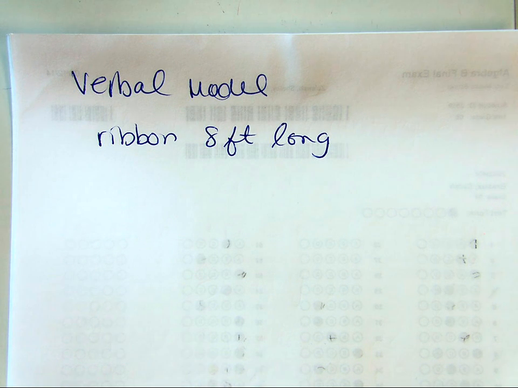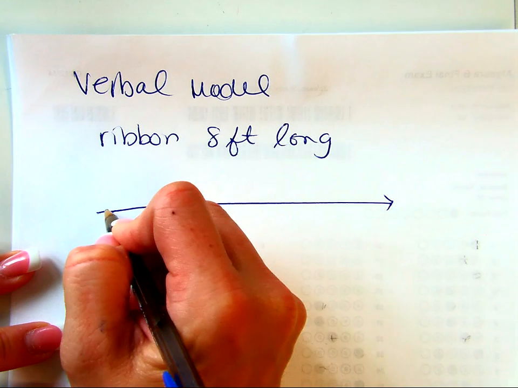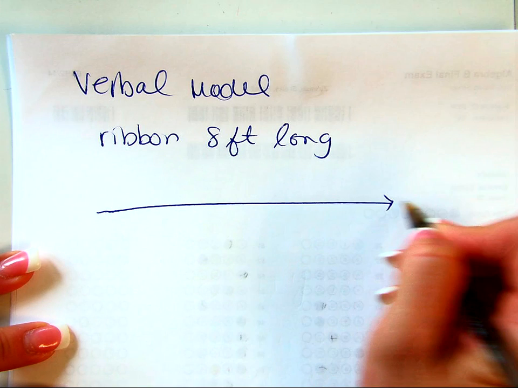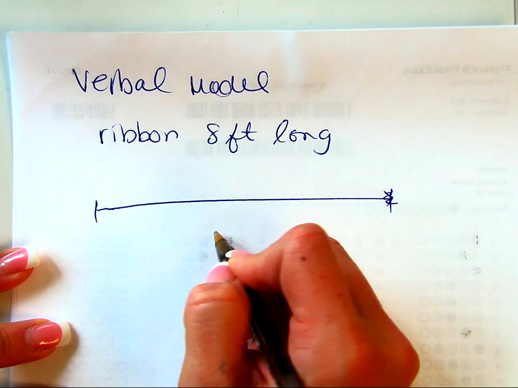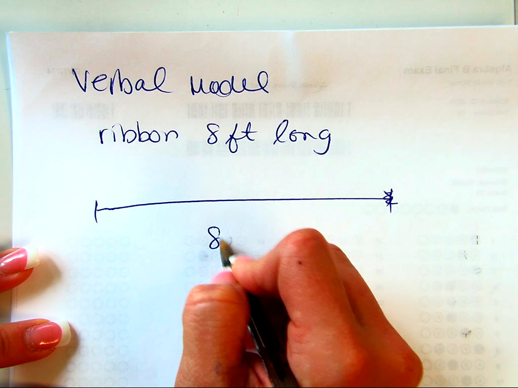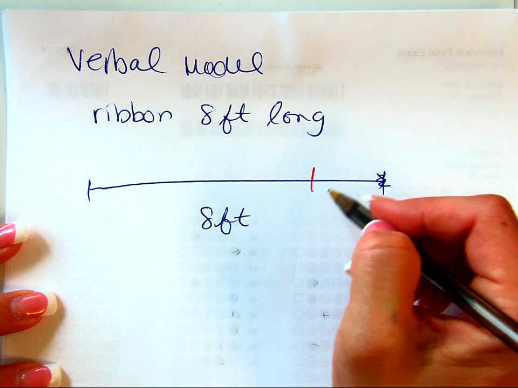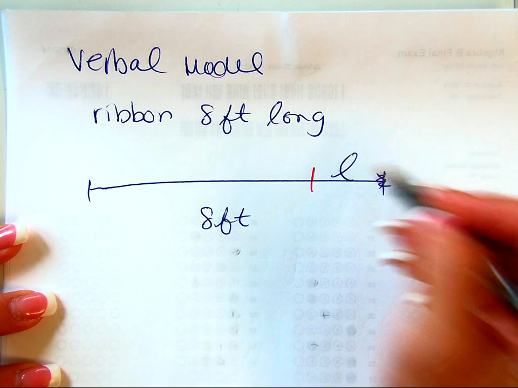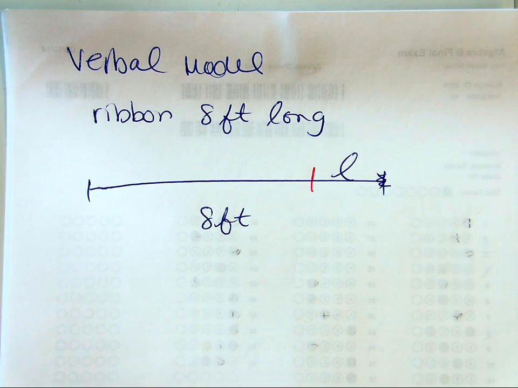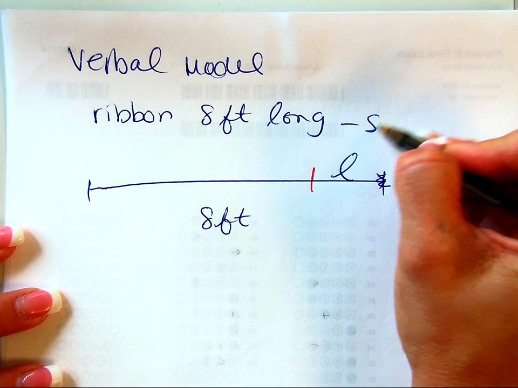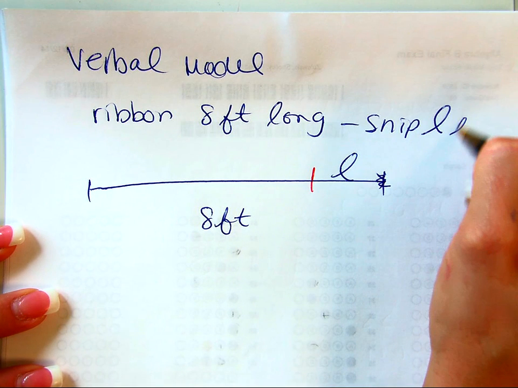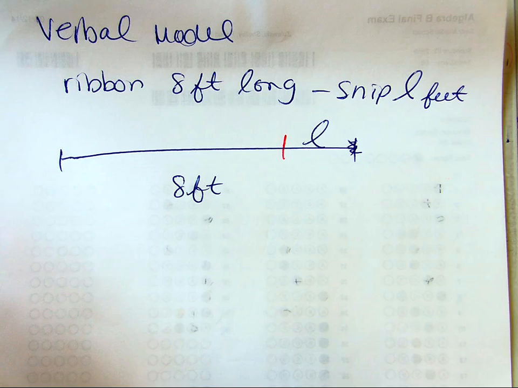And I don't know about you, but hearing it isn't enough for me. I need to see it. How many of you are picture people? Yeah. So here's a piece of ribbon, and it's 8 feet long. And I walk up and I say, I snip it right there. And I take this, and that length is L, isn't it? I take L feet. So we'll say I snip L feet. How many feet did I take? I don't know. L. Could be 2, could be 3.